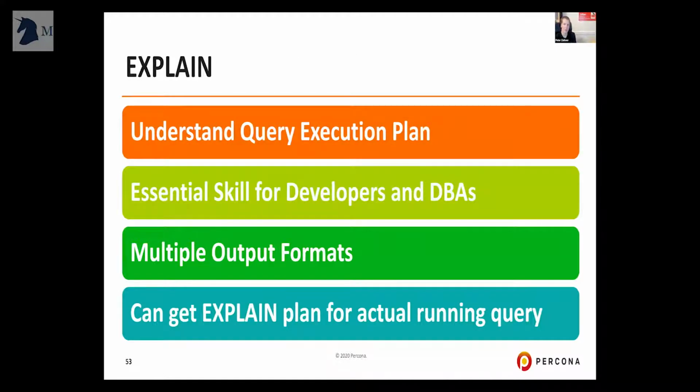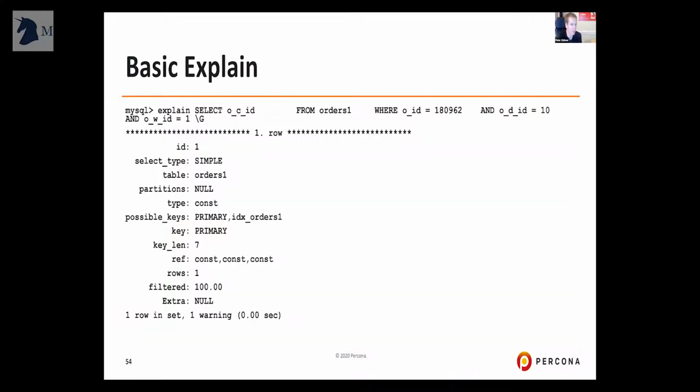Right. The next observability feature to cover is explain. Explain really helps us to understand the query execution plan, and this is a very essential skill for both developers and DBAs alike. Right? It is a very important skill. In MySQL 8, explain has become very powerful. You can have multiple explain output formats, as well as you can use explain for connection to get a plan for an actually running query. Let's look at explain in a little bit more detail.